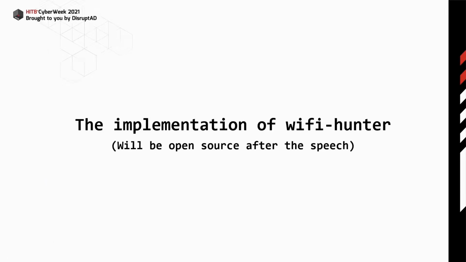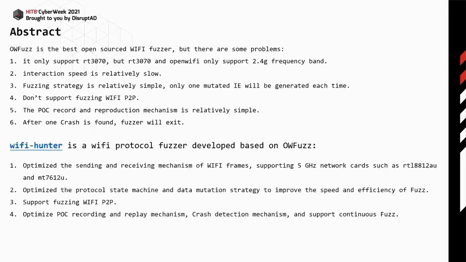Next, I will introduce the implementation of Wi-Fi Hunter. Wi-Fi Hunter is a Wi-Fi protocol fuzzer implemented based on the OW fuzzer with some optimizations. OW fuzzer is the best open source Wi-Fi fuzzer, but there are some limits. First, I tested many network cards, including RT5370, AR9271, 8812AU, and so on, but only RT3070 can work successfully. But it will also lose some packets.